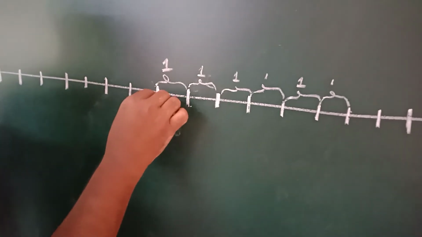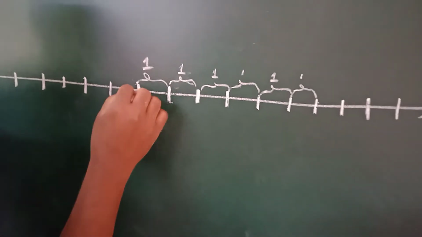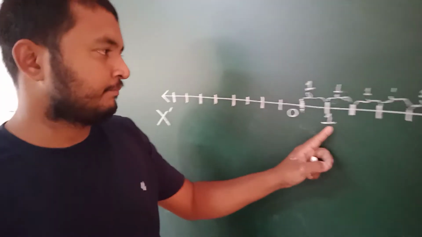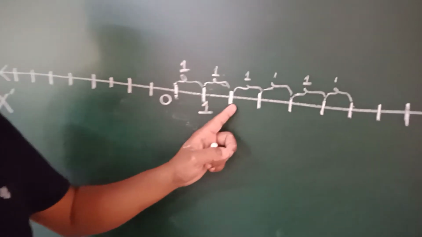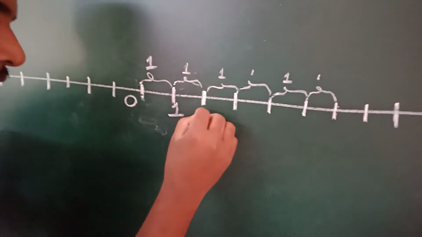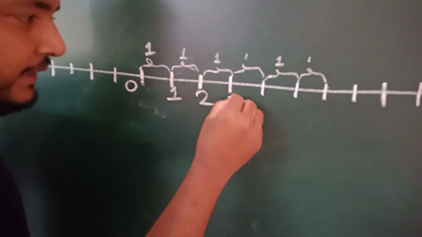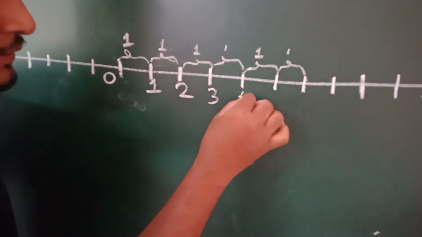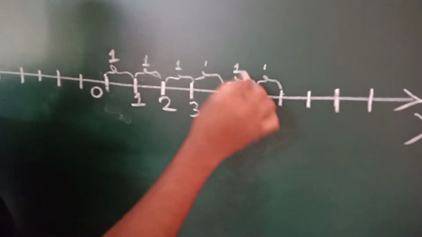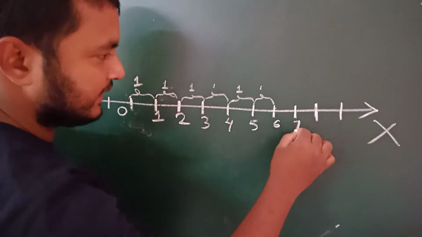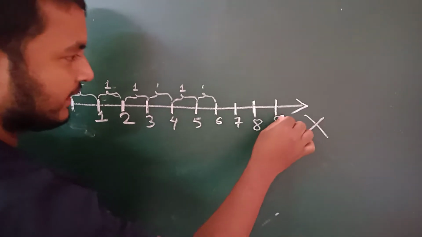If this is the reference point or origin, then from 0 to 1 it is 1 unit, so we write it 1. From 0 to this one, 1 plus 1 it is 2. Again plus 1 it is 3. Again plus 1 it is 4. Again plus 1 it is 5. It is 6, 7, 8, 9 and so on.